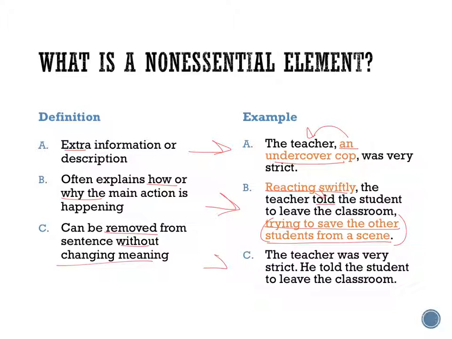Okay, and so we could even look to see what these sentences would look like without those non-essential elements. We could very straightforwardly say the teacher was very strict. He told the student to leave the classroom. We just don't get a sense of how or why that went down.